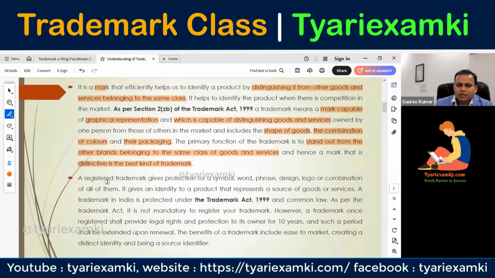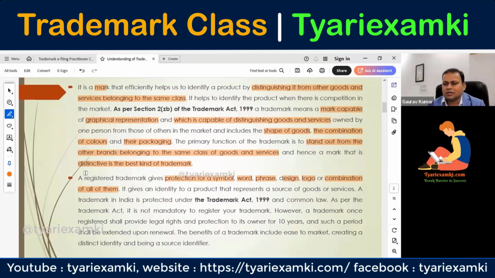Okay. Now, what does a registered trademark give you? A registered trademark gives protection for a symbol, protection for a word, protection of a phrase, protection of a design, protection of a logo, or the combination of all of them. Okay.